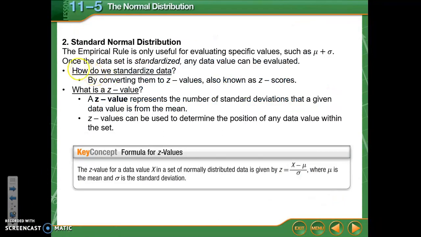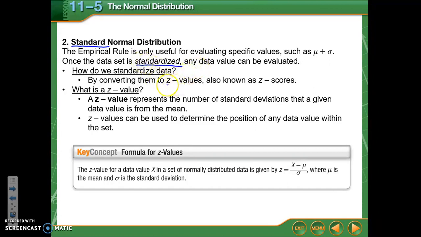All right, we're going to go through this last part really quickly. We're going to talk about something called the standard normal distribution. The empirical rule is only useful if we know specific values that are exactly 1, 2, 3 standard deviations above or below the mean. But once we do something called standardizing the data, I can evaluate any data value, even if it's like 1.25 standard deviations below the mean.